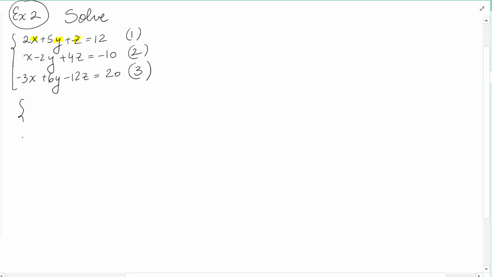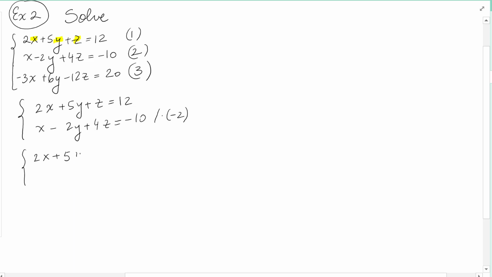Well, first we copy equation 1 with equation 2. We just copy them one under the other one, and we set to cancel one of the variables, so we can decide which one we want to cancel. So I want to cancel x, so to do that I'm going to multiply the second equation by -2. So the first equation, I just copy it, and the second equation, when we multiply by -2, we get -2x plus 4y minus 8z equals 20.